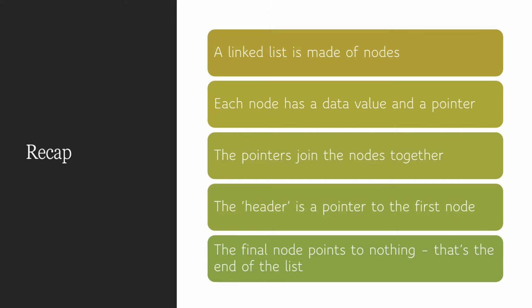So let's recap what we've seen so far. A linked list is made of nodes. Each node has got a data value and a pointer. The pointers join the nodes together. The header is the pointer to the first node, and the final node points to nothing, and that's how we know it's the end of the list.